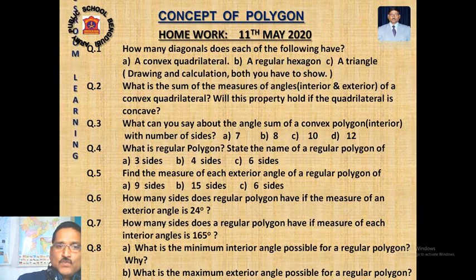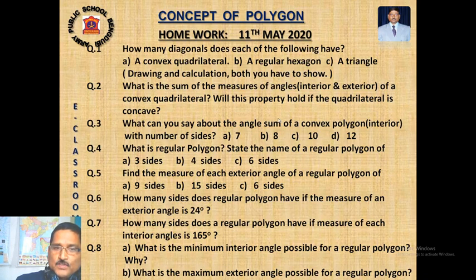The next question is, what is the sum of the measure of angles, interior and exterior both, of a convex quadrilateral? Okay. What will be the total interior and exterior angle of a quadrilateral? You have to just follow the formula. Will this support hold if the quadrilateral is concave? I told you concave is just a polygon we come across. Okay. But we will not discuss anything about concave. So what about the properties of convex polygon? They cannot be applied on a concave polygon. So this answer will be like this.